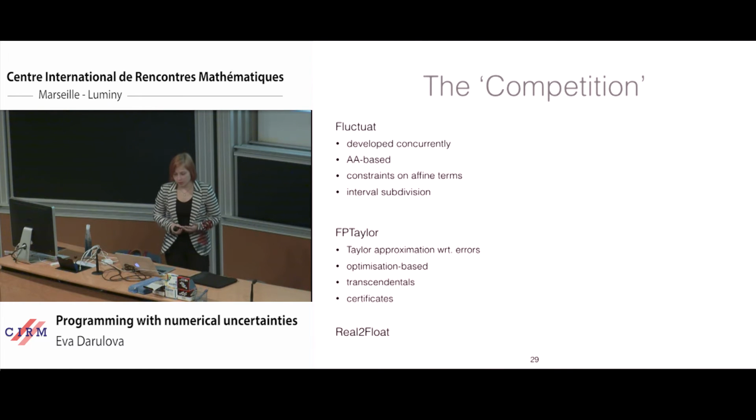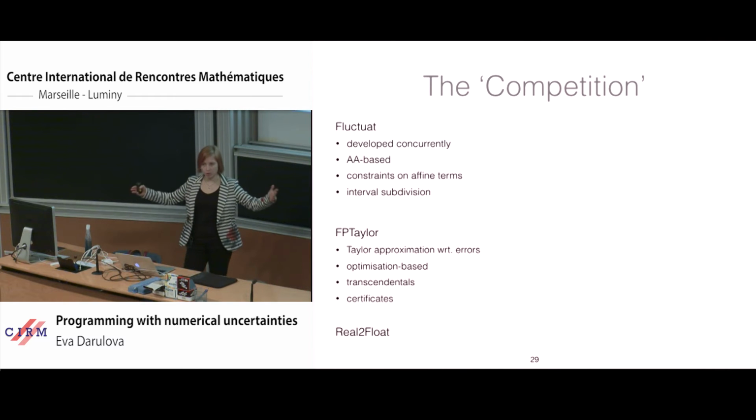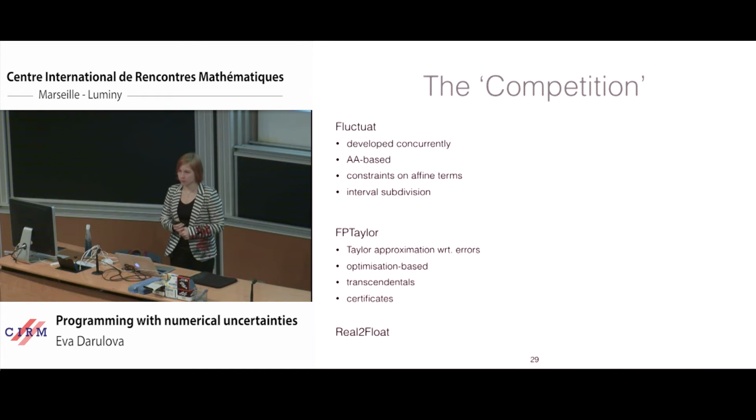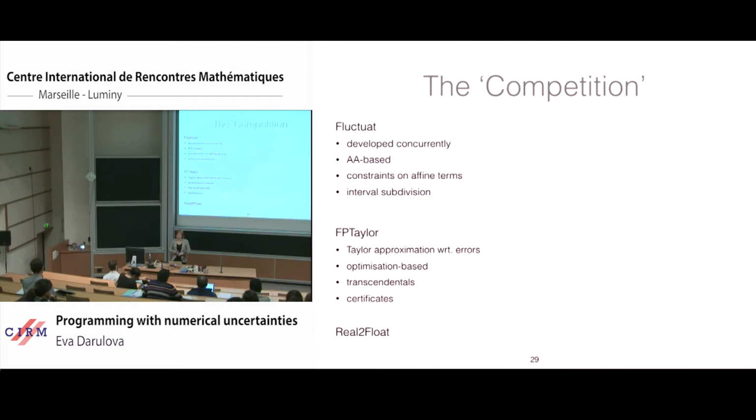A recent addition was the tool FP-Tyler, which takes a completely different point of view. It constructs the whole expression with the errors and then takes a Taylor approximation of that and solves it with an optimization procedure. Real-to-float is essentially doing that, but with a different optimization procedure that can also provide better certificates.